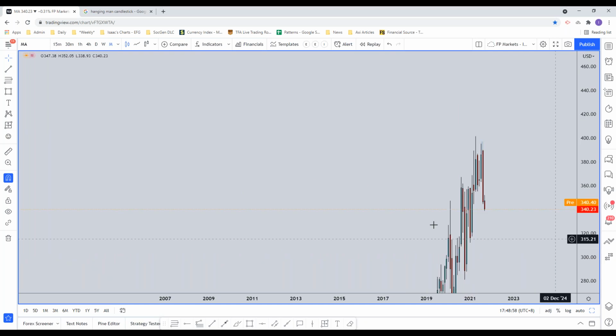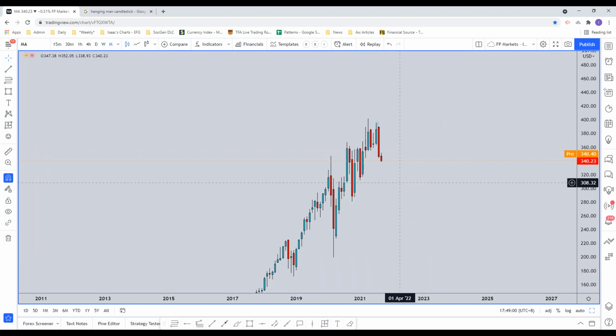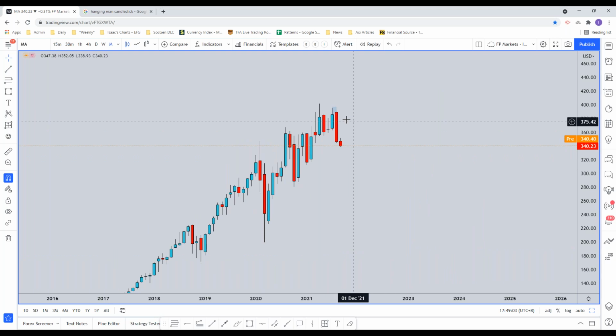Okay, so we don't just take candlestick patterns and chart reversal patterns on their own, right? We couple them together with support resistance levels, Fibonacci levels, right? And you can see that MasterCard looks like it could be doing a pretty big drop.